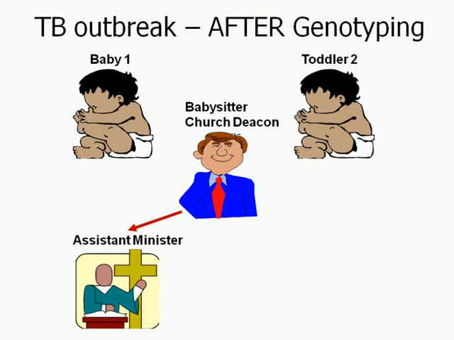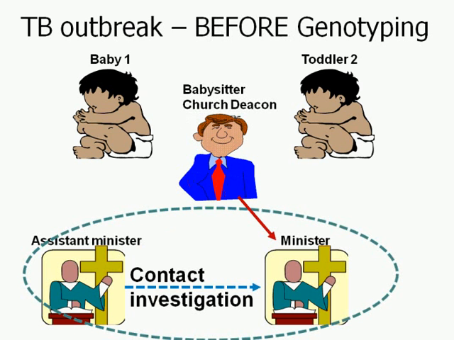After genotyping, we found that the three initial cases, the baby, the toddler, and the babysitter, all had the same isolate genotype. But there was another case with the same isolate genotype who turned out to be an assistant minister. And when we talked to him, it turned out that the babysitter was also a church deacon in the same church and had transmitted TB to that minister. The contact investigation around the assistant minister identified another minister, but it also identified that our babysitter church deacon had actually been the person who infected the second minister. So this is mixing up contact investigations and genotyping information.